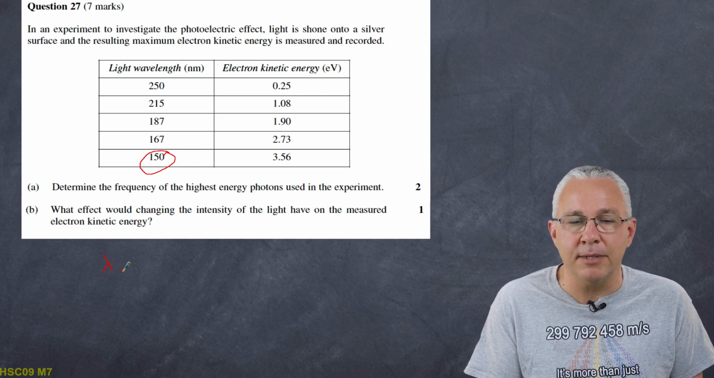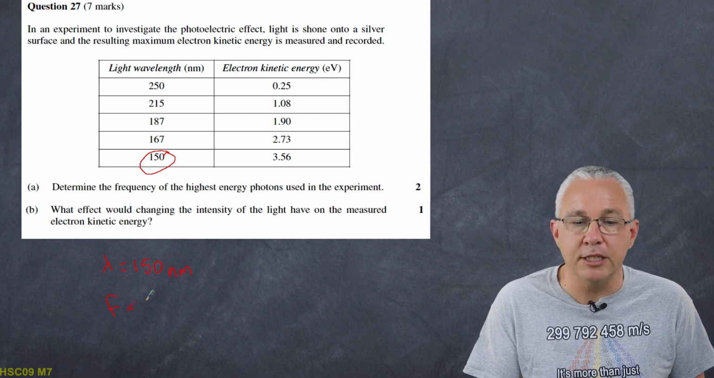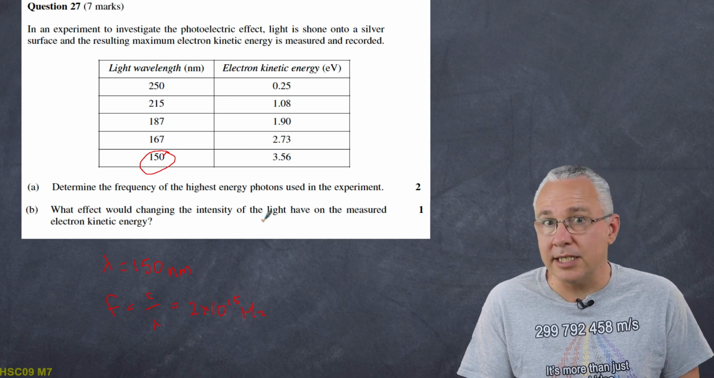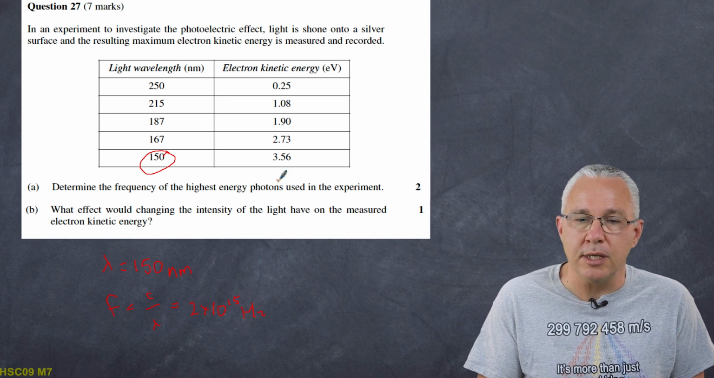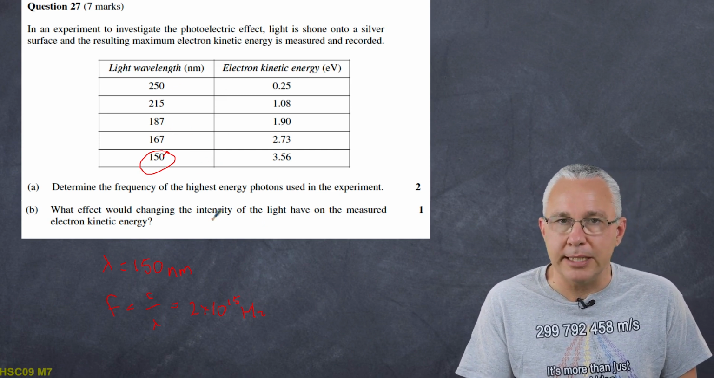So if our lambda is equal to 150 nanometers, then our corresponding frequency is simply going to be equal to c over lambda, and that's going to be equal to 2 by 10 to the power of 15 hertz. And that's it. That's all there is to that question. It's a fairly straightforward question, but it means that you needed to interpret what the table is actually saying.